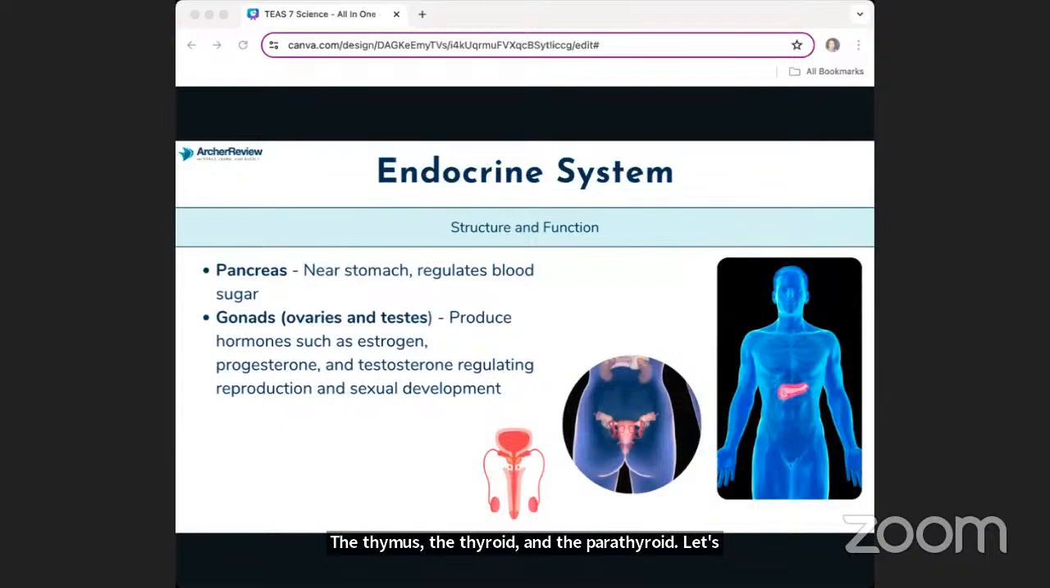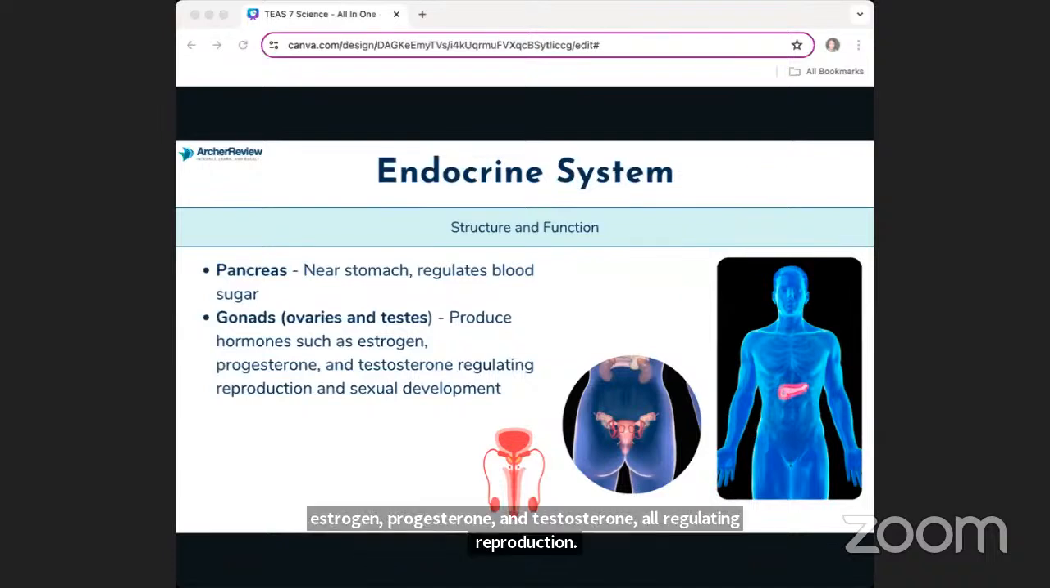The pancreas is located near the stomach, and its job is to regulate blood sugar. So it releases insulin, for example, to help regulate blood sugar. Your ovaries and testes produce hormones such as estrogen, progesterone, and testosterone, all regulating reproduction and sexual development.